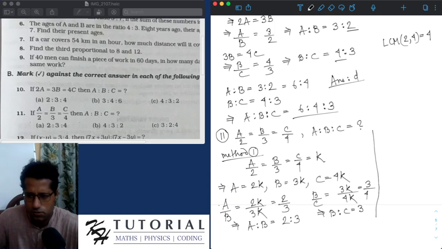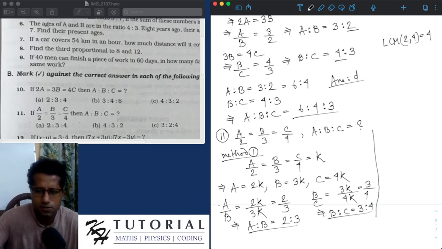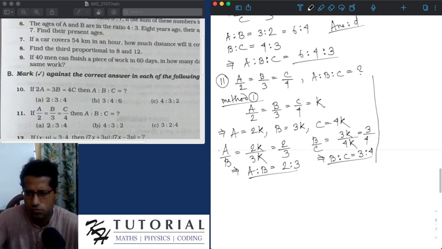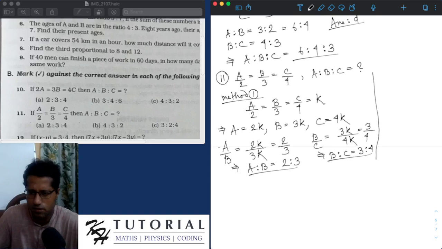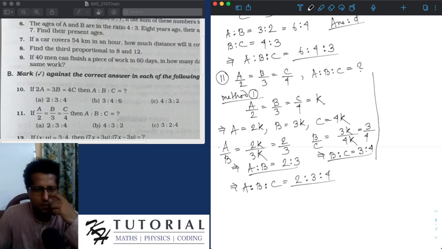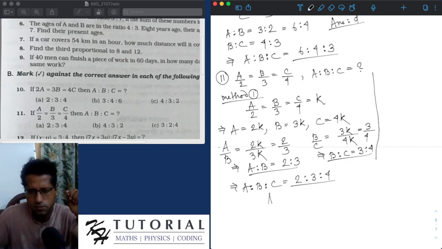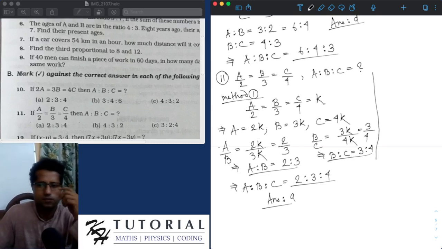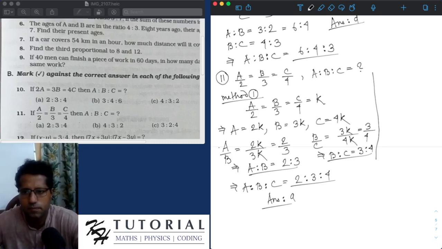And from these two facts, a is to b is 2 is to 3 and b is to c is 3 is to 4, the b terms are matching. This implies that a is to b is to c equals 2 is to 3 is to 4. So the correct answer is choice A. A is the correct choice. Okay.